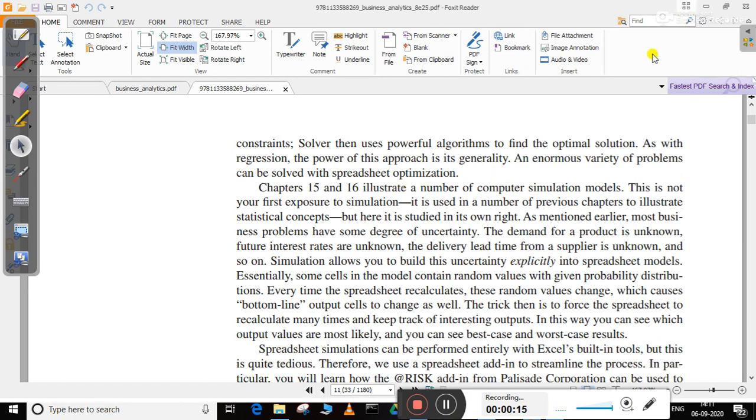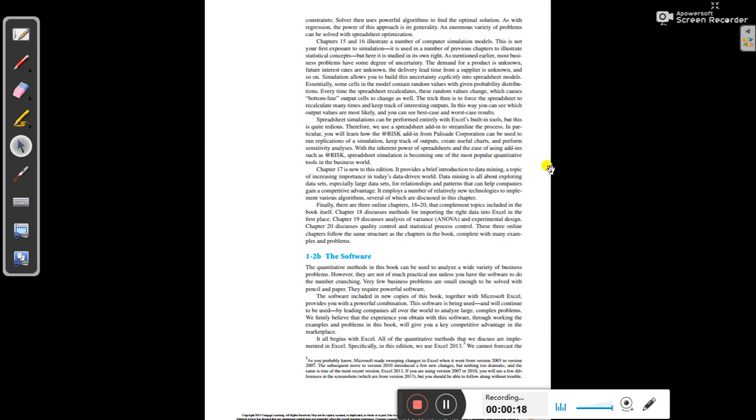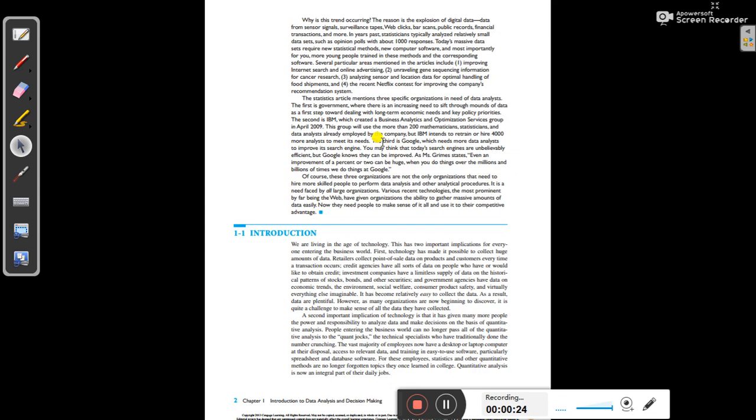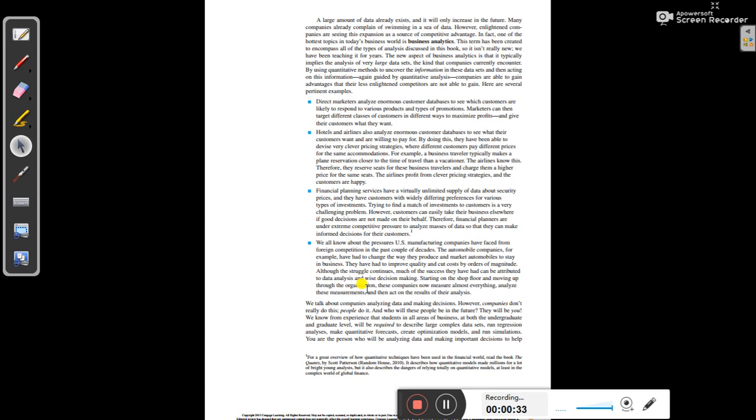In the first class, we discussed a few things about decision making and the data analysis process. We discussed some examples also about business analytics, the need. We can find different examples, whether it is hospitals, hotels, or any business institutes. We need analysis of the data.